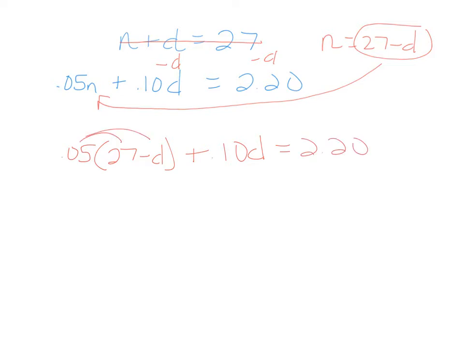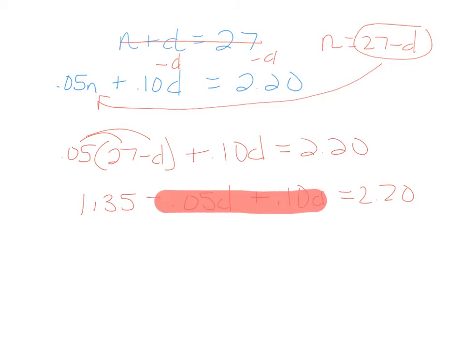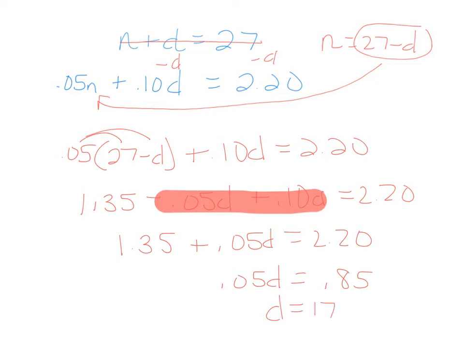So now I'm going to go ahead and distribute. And when I multiply 0.05 times 27, I get $1.35 minus 0.05 D plus 0.10 D equals 2.20. Okay, now we are going to go ahead and let's combine like terms, right? Put your like terms together. So we're going to have $1.35 plus 5 cents D equals 2.20. Okay, now I'm going to subtract off that 1.35. So 2.20 minus 1.35 is 85 cents. And then I'm going to divide that by 5 cents and get D equals 17.